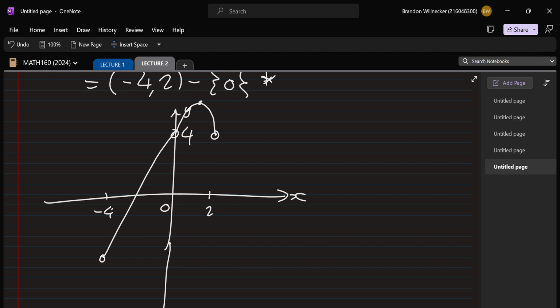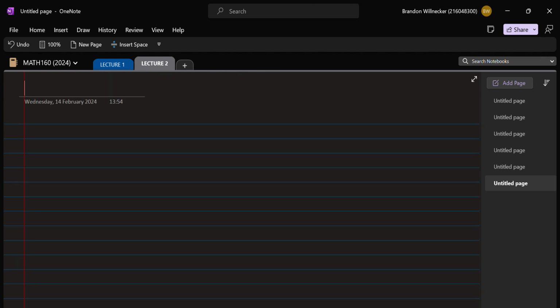Okay. Any questions before we move on to the last example? No. Okay, so the last one, this is going to be the absolute value of 2x plus 1.